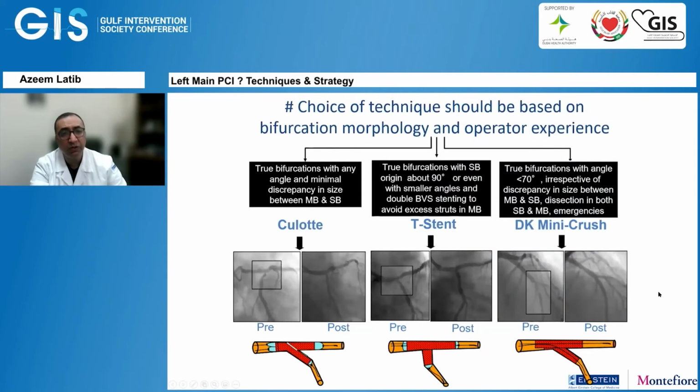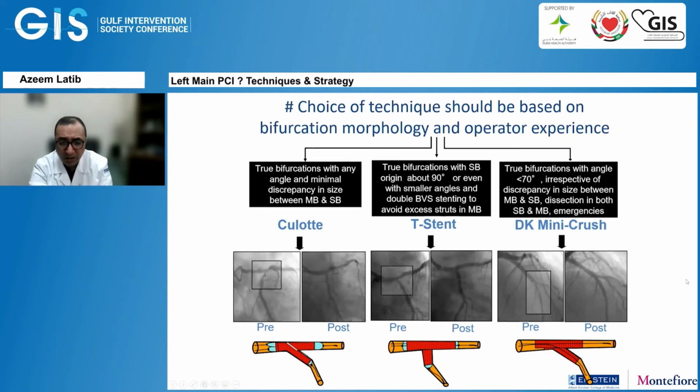Now, sometimes we really do have bifurcations that are more complex that require 2 stents. And the 3 techniques we tend to use is either culotte, T-stenting, or DK mini crush. And there are a number of questions that I look at to decide which one I'm going to use. And usually it's whether there's a discrepancy in the side branches, whether there's a dissection in both side branches, and if I want to maintain flow, I may use one or the other.